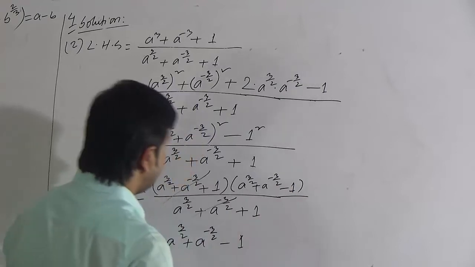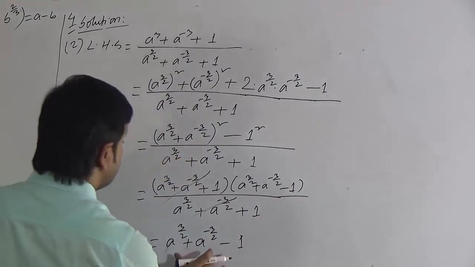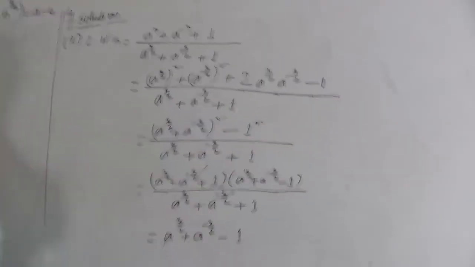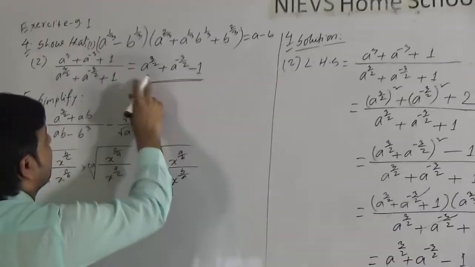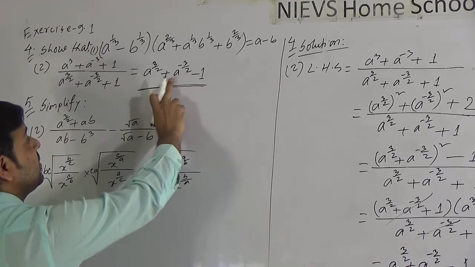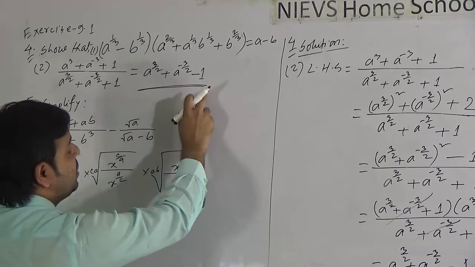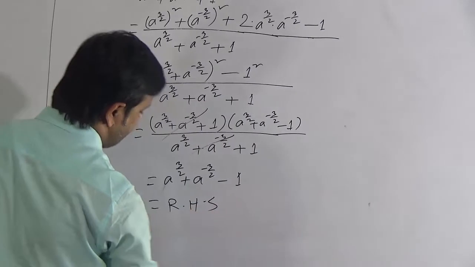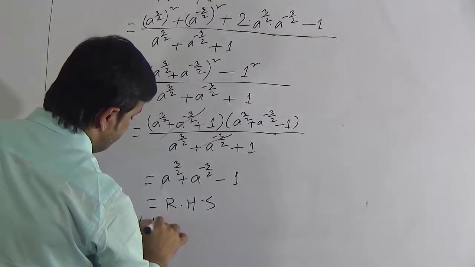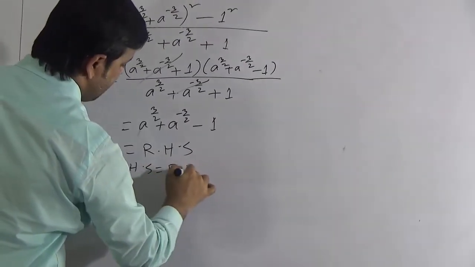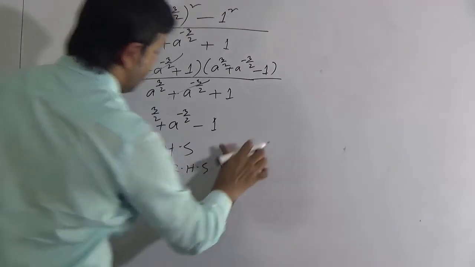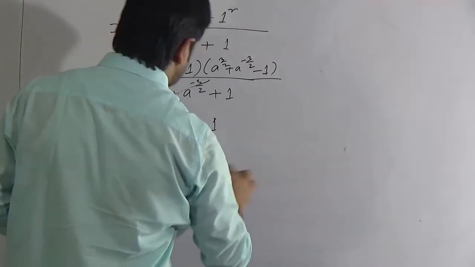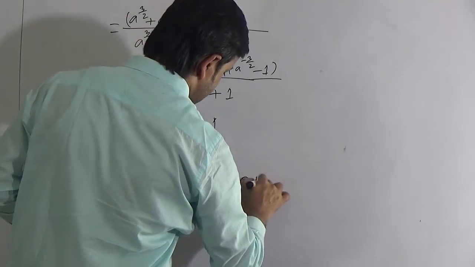This will remain only here. So if you see the right hand side, that is a to the power 3 by 2 plus a to the power minus 3 by 2 minus 1. So this will match with the right hand side. It means we can write this is right hand side. Therefore left hand side is equal to right hand side, proved. Here it is written "show that", so we can write here "showed".